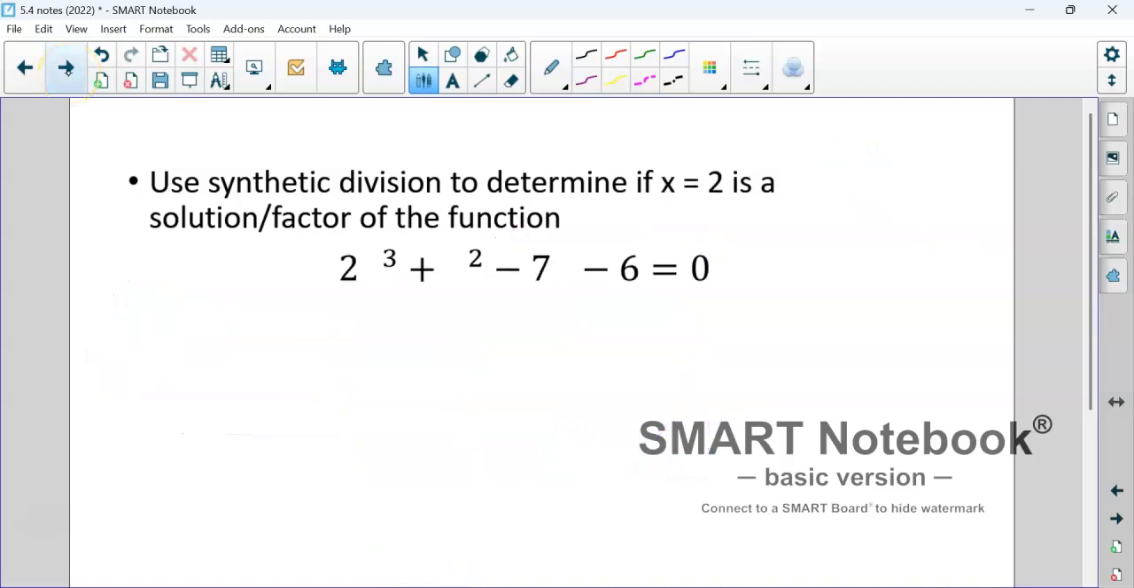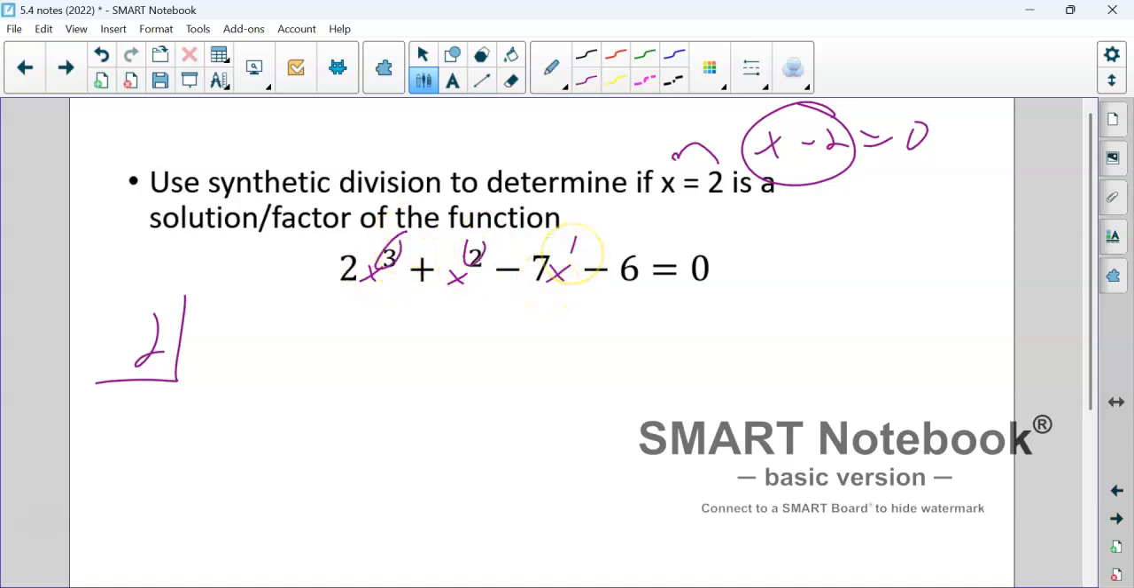Same thing, x equals 2. 2 goes in the box, not negative 2, because remember, this is x minus 2 equals 0. That's my binomial. We're trying to see if that's a factor. There's a little typo here, obviously. Some stuff's missing. There should be an x here and an x here. So we have 3, we have 2, we have 1. Let's do it. No zeros needed.